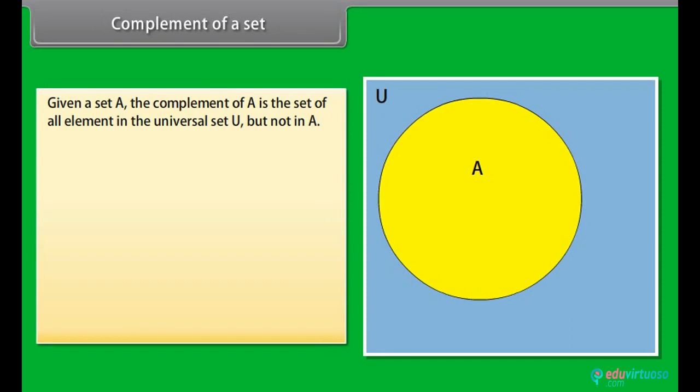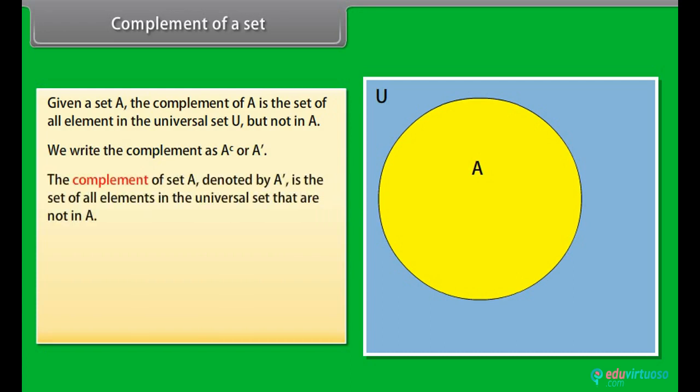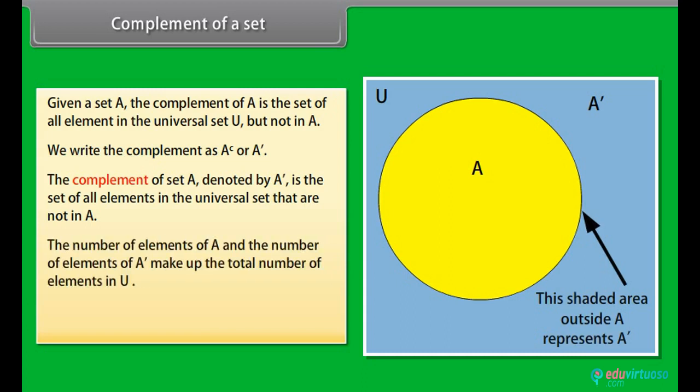Complement of a set. Given a set A, the complement of A is the set of all elements in the universal set U but not in A. In other words, the complement of set A, denoted by A dash, is the set of all elements in the universal set that are not in A. The shaded area outside A represents A dash. The number of elements of A and the number of elements of A dash make up the total number of elements in U. That means n(A) plus n(A dash) is equal to n(U).